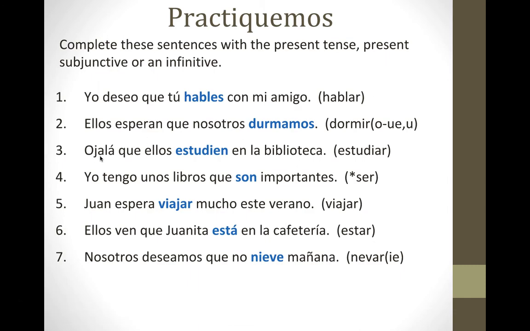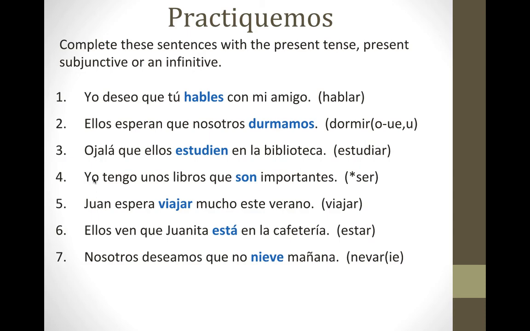Okay, something to note about ojalá. Sometimes the que is optional. But whenever you see ojalá, that is absolutely 100% subjunctive. It always, 100% of the time, causes subjunctive.